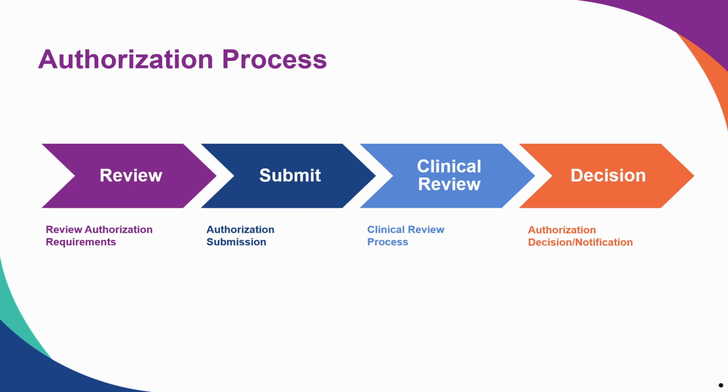When a member requires services, the first step is always to review if an authorization is required. If required, submit the authorization request. Next, the clinical team will review the service request and complete a medical necessity review. Once the team review is completed, the clinical team will provide the decision letters and notification to the member and provider. Let's look at each step in a little bit more detail.